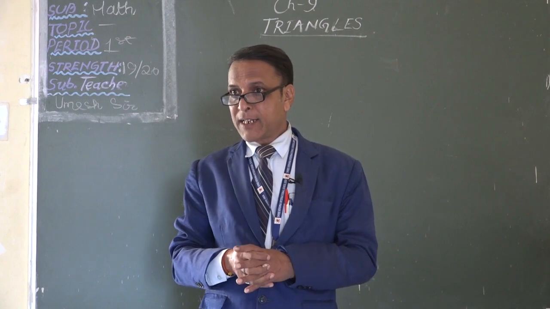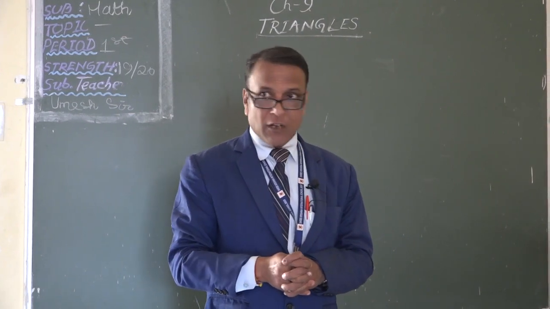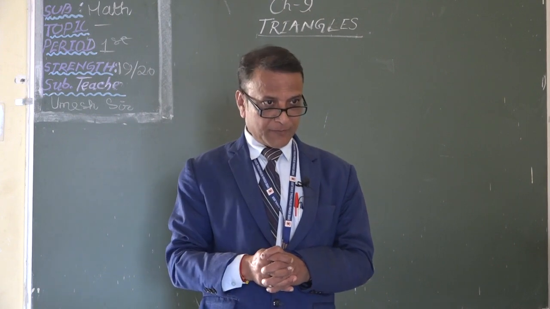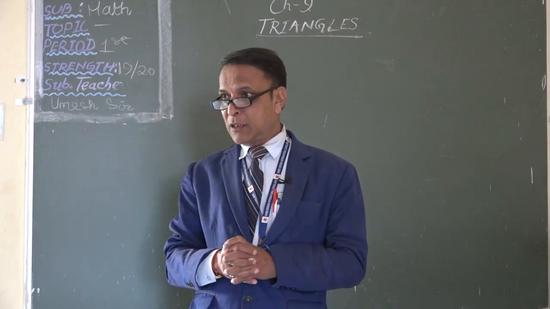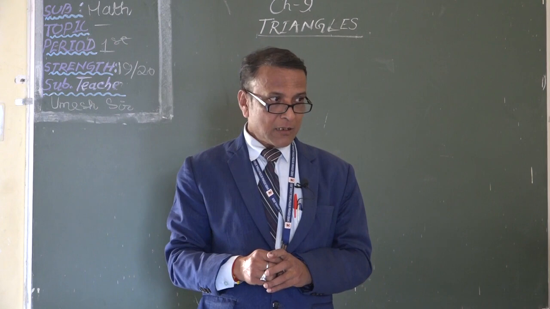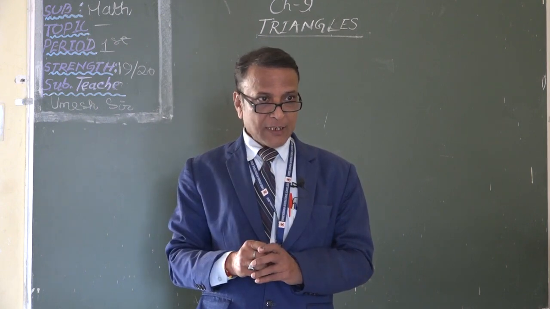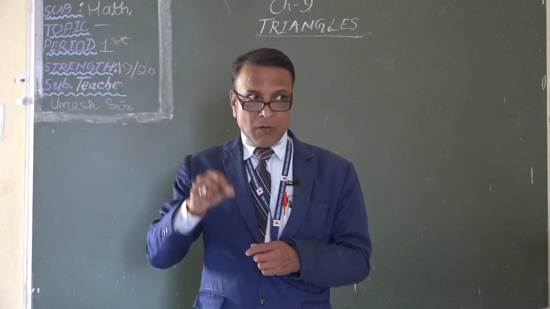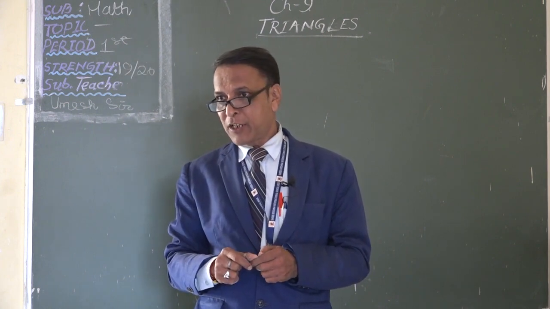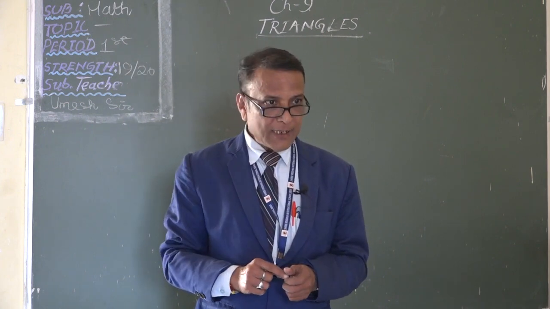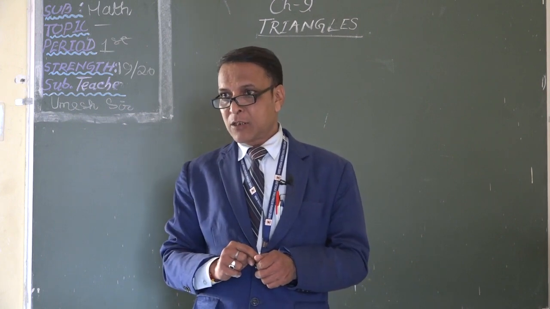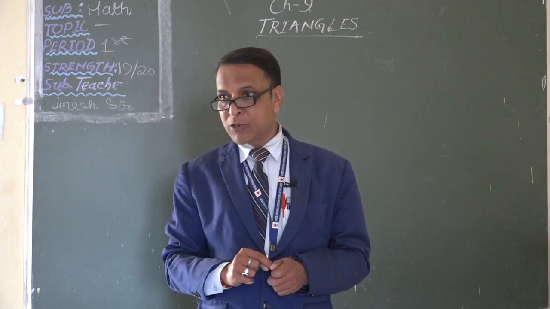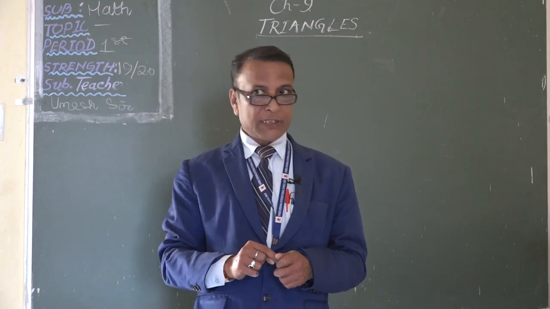A triangle is a closed geometrical figure bounded by 3 line segments. In a triangle, 3 angles are there, 3 vertices are there, and 3 sides are there. The basic property of a triangle is that the sum of all the angles of a triangle is equal to 180 degree.